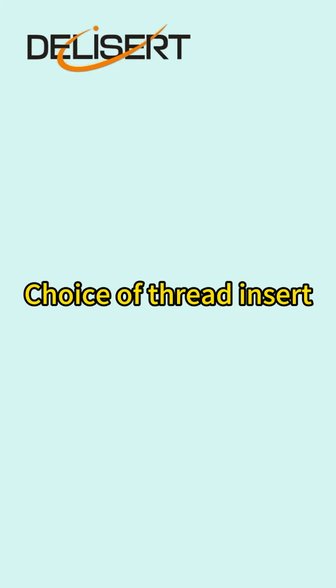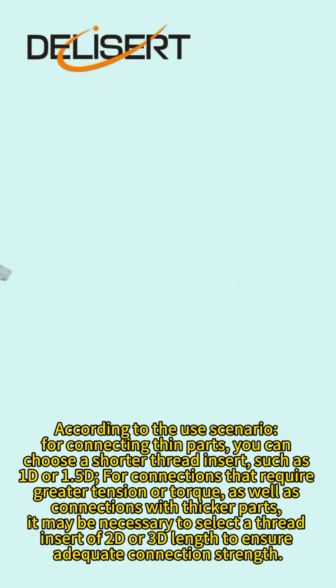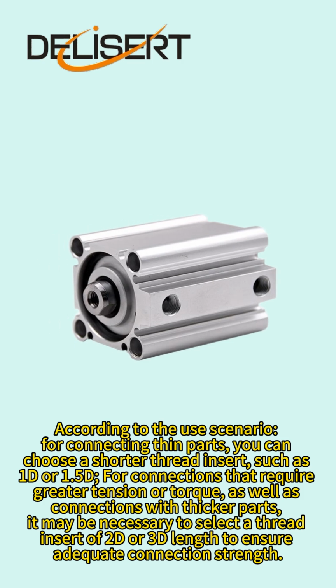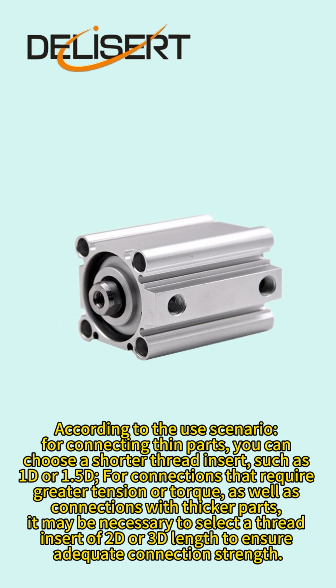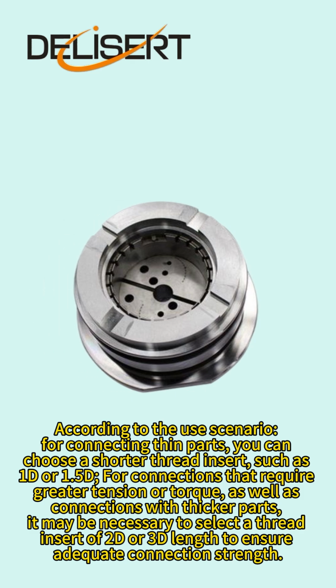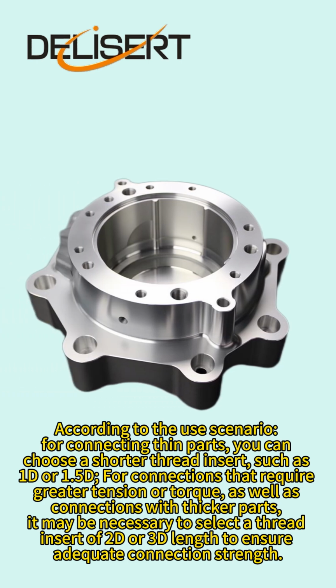Choice of thread insert. First, determine the length. According to the use scenario, for connecting thin parts, you can choose a shorter thread insert, such as 1D or 1.5D. For connections that require greater tension or torque, as well as connections with thicker parts, it may be necessary to select a thread insert of 2D or 3D length to ensure adequate connection strength.